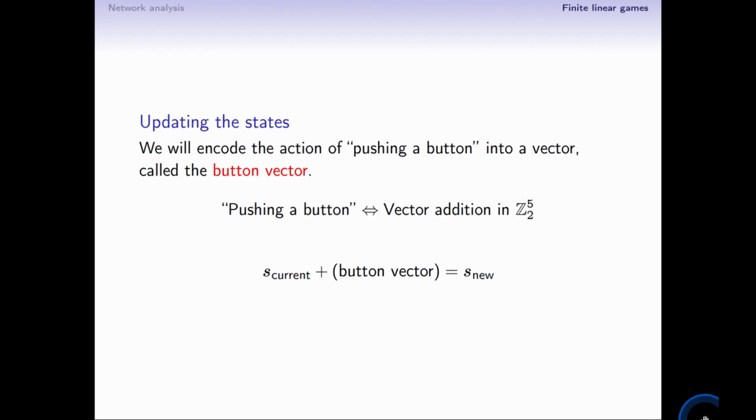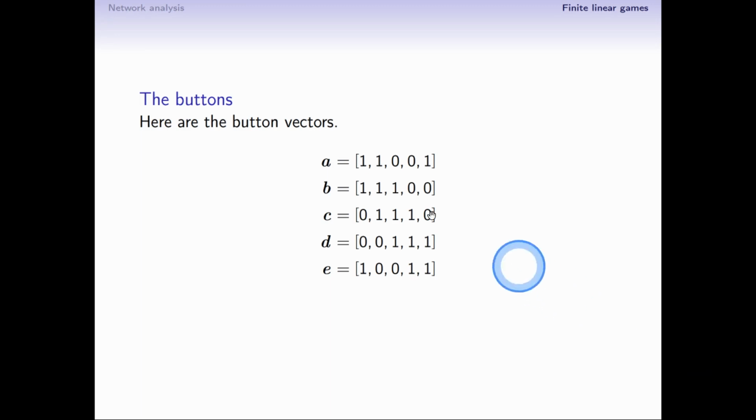So let me show you the button vectors that are associated with each of the 5 buttons. So here are the button vectors. Associated with button A, we have the vector with components 1, 1, 0, 0, 1. And what I want you to notice is that the 1s are in the positions that the push of button A affects. Remember, when we push button A, we'll have an effect in position A, position B, and position E. Those are the lamps or bulbs that are adjacent to bulb A. When we push button B, we'll have an effect on B, A, and C.